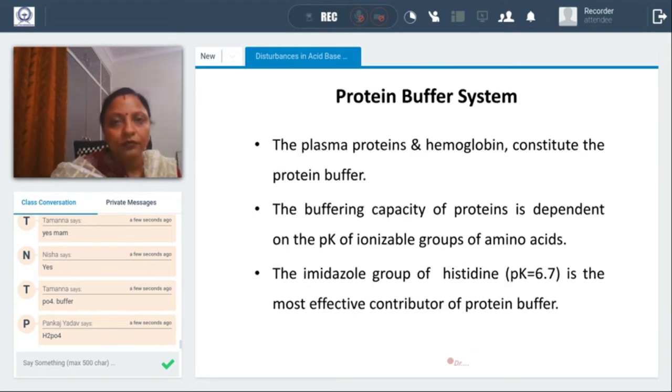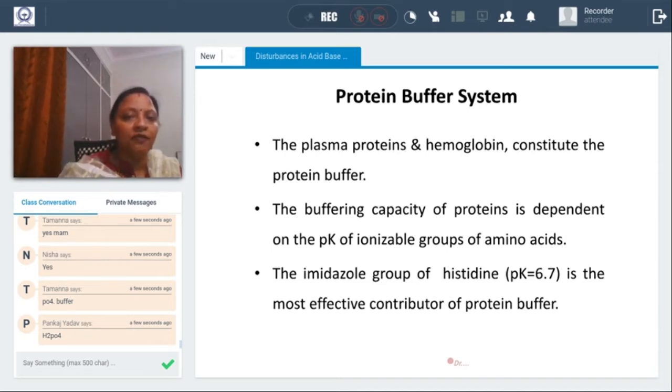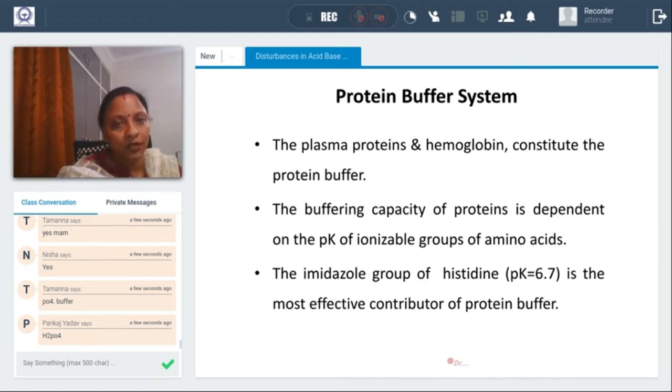Okay. Next buffer is the protein buffer system. The plasma proteins and hemoglobin constitute the protein buffers. The buffering capacity of protein is dependent on the pKa of ionizable groups of amino acids. The imidazole group of histidine having pK 6.7 is the most effective contributor of protein buffer. Please remember the pK of histidine, that is 6.7.